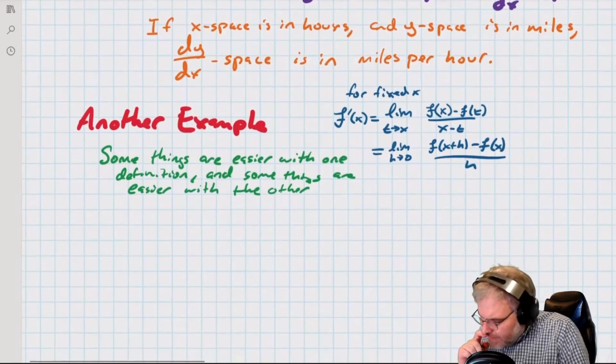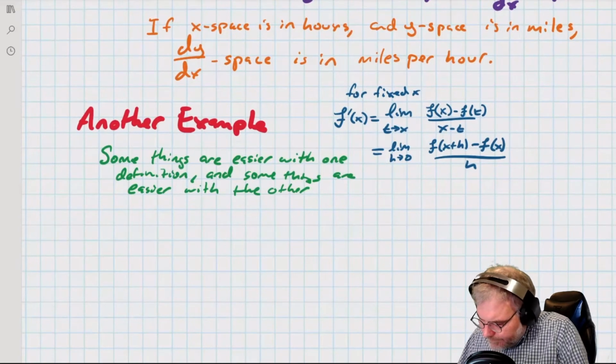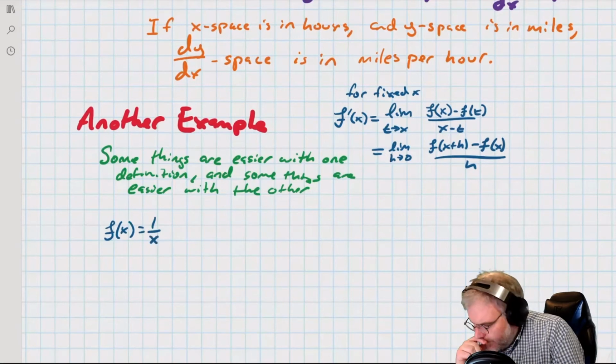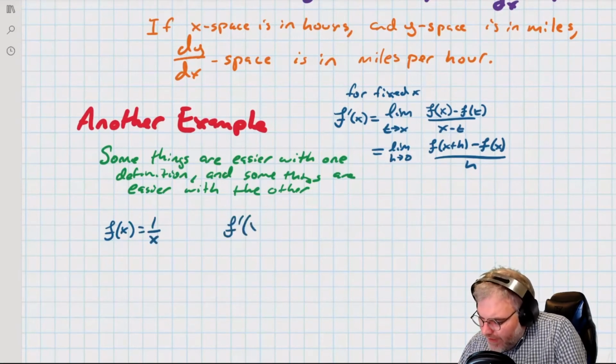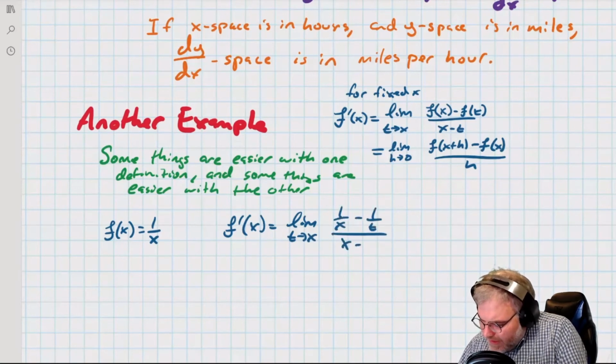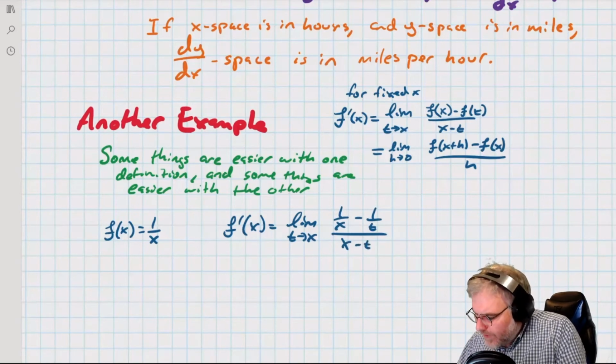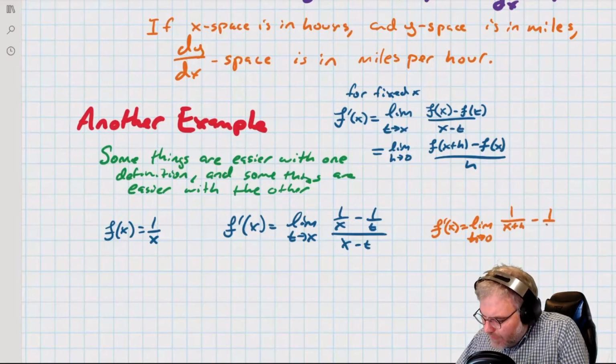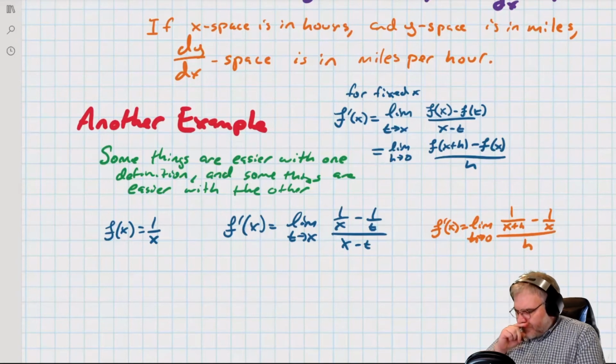Okay. So let's do this one. Let's do f of x equals 1 over x. So I'm going to do f prime of x equals the limit as t goes to x of 1 over x minus 1 over t over x minus t. Now, for comparison, I'm going to use the other one as well. F prime of x equals the limit as h goes to 0 of 1 over x plus h minus 1 over x all over h. Okay?